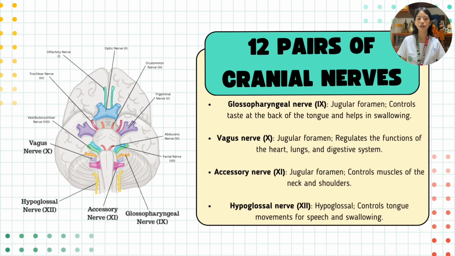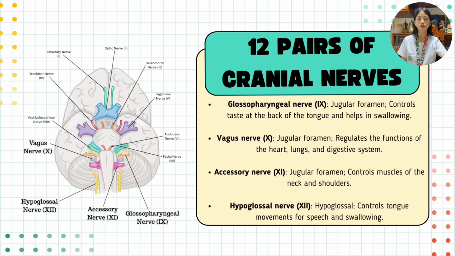We also have the glossopharyngeal nerve. It is located in the jugular foramen and controls taste at the back of the tongue and helps in swallowing. This nerve helps us taste bitter flavors at the back of the tongue like coffee. It also assists in swallowing food.